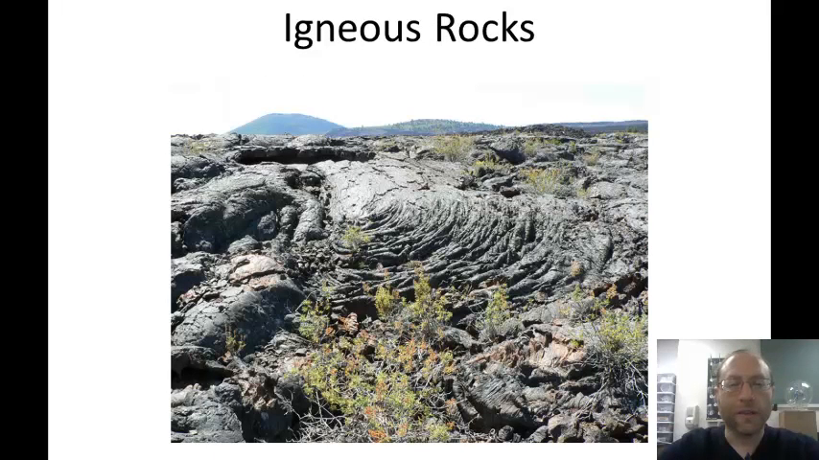First we'll look at igneous rocks. This here is from a picture I took in Idaho, and in the background you can see a volcano. This picture is of what used to be a lava field. So these here are igneous rocks. And I'll show you a video which shows you how this particular structure forms.